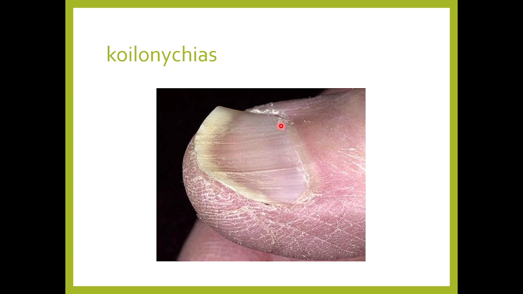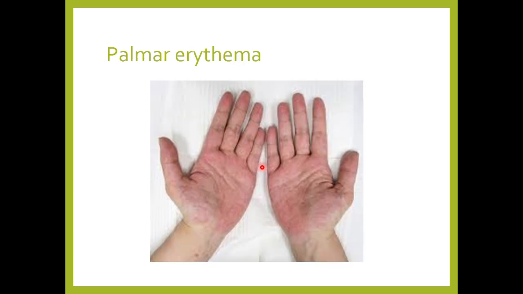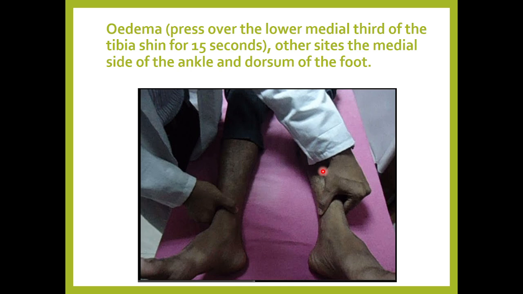This is koilonychias, which is a sign of severe iron deficiency. And here, palmar erythema, you see all the palm is erythematous. This is one of the features of a pregnancy due to hormonal effect. It causes peripheral vasodilatation.